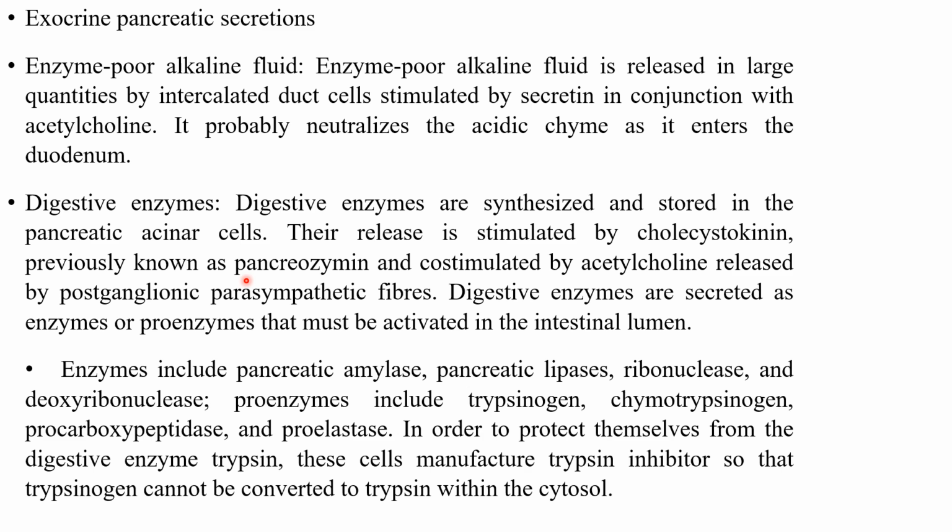These enzymes include pancreatic amylase, pancreatic lipases, ribonucleases, deoxyribonucleases, and proenzymes such as trypsinogen, chymotrypsinogen, procarboxypeptidases, and proelastases. In order to protect themselves from the digestive enzyme trypsin, these cells manufacture trypsin inhibitor so that trypsinogen cannot be converted to trypsin within the cytosol of these acinar cells.